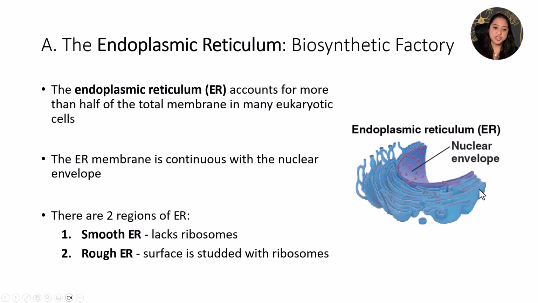And there are two regions of the ER. There is the smooth ER. So if we were to look at it under a microscope, it looks more smooth, as if you were to touch it, it would be smooth. And then the rough ER, like if you were to touch it, it would be rough, because there are ribosomes stuck on. So it makes it look more rough.